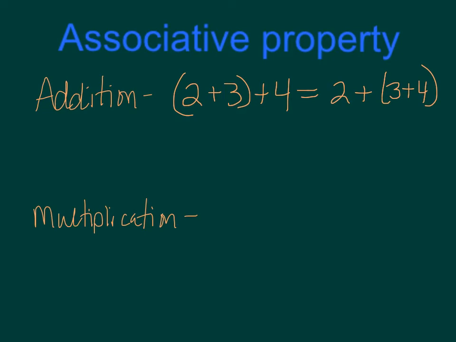Multiplication works the same. I can take 2 times 3 and then multiply by 4, or I can take 3 times 4 and then multiply by 2. So the associative property changes the grouping.